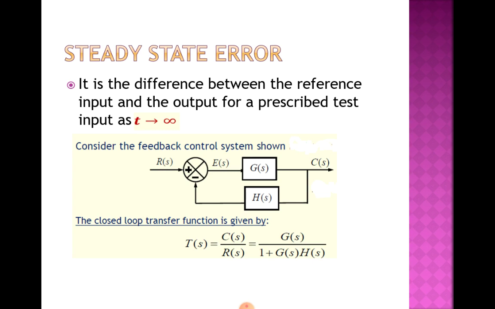So the closed loop transfer function can be written as T of S is equal to C of S divided by R of S is equal to G of S divided by 1 plus G of S H of S. Now we will find what is the error for this closed loop transfer function. Then finally we will find out the steady state error.